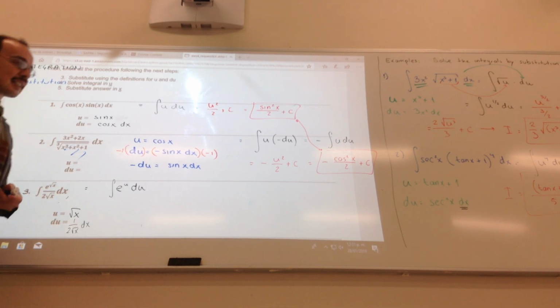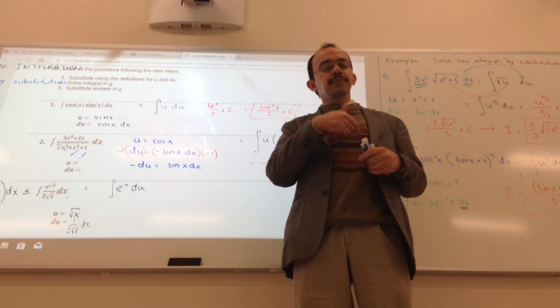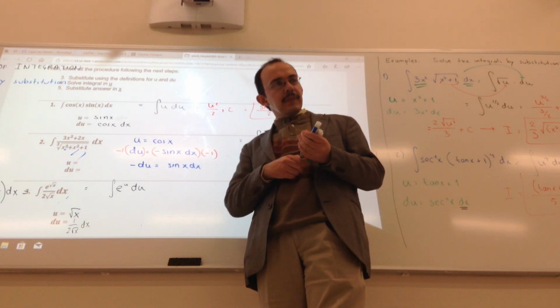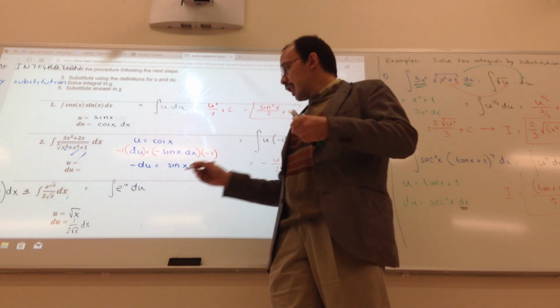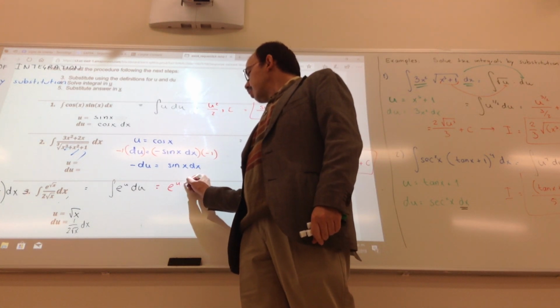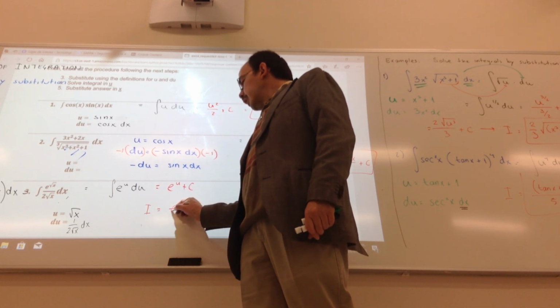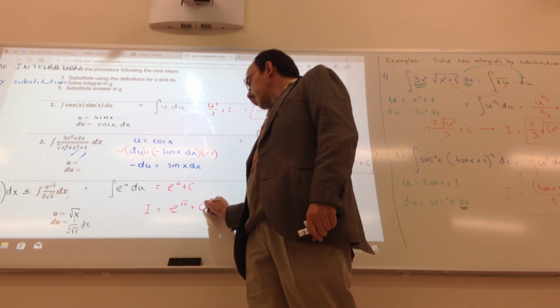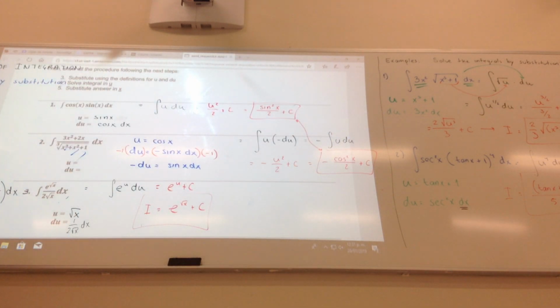Profe, ¿cómo hacer otro en el que también sea dividir y multiplicar? Yeah, we'll do more there. Okay, integral, the same: e to the u plus c. So my integral is going to be e to the square root of x plus c. And again, if you're not sure of your answer, you can always do the derivative.